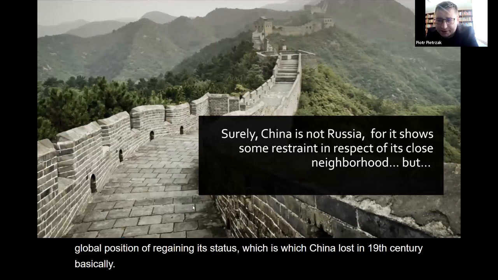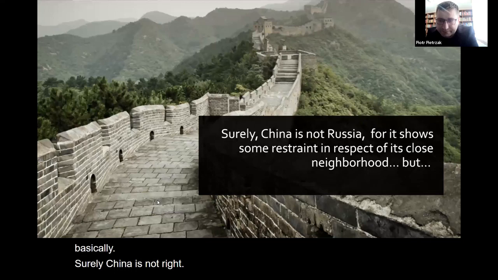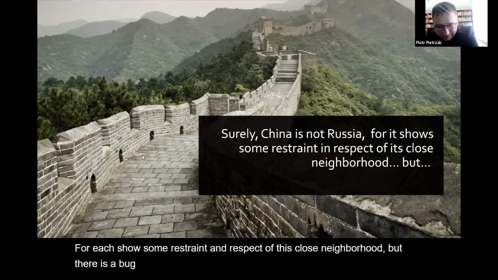Surely China is not Russia, for it shows some restraint in respect of its close neighborhood. But there is a but, there is always a but.